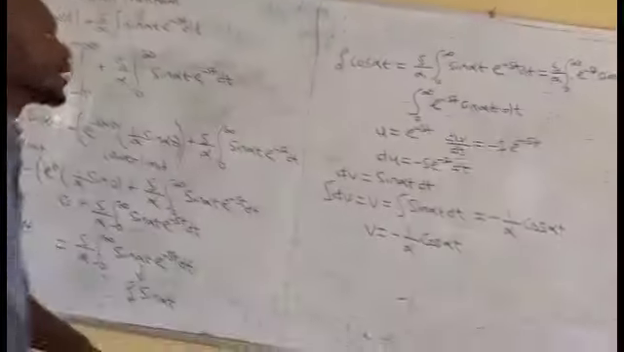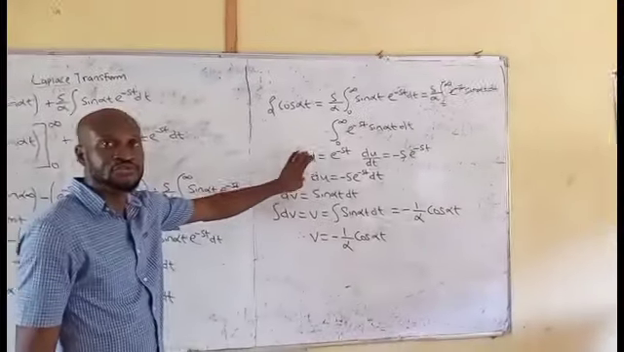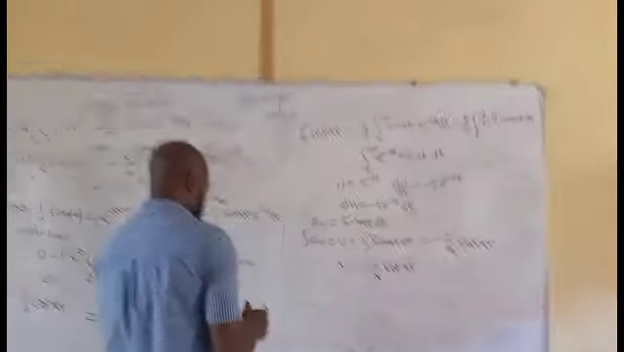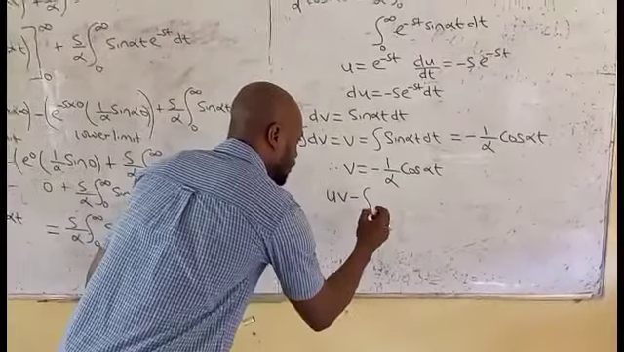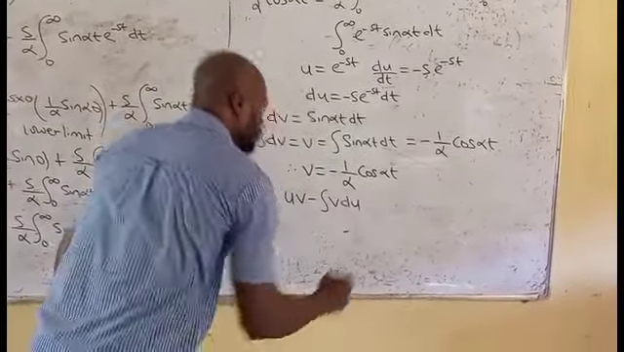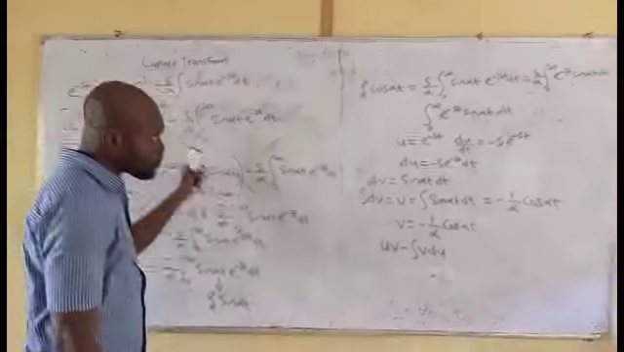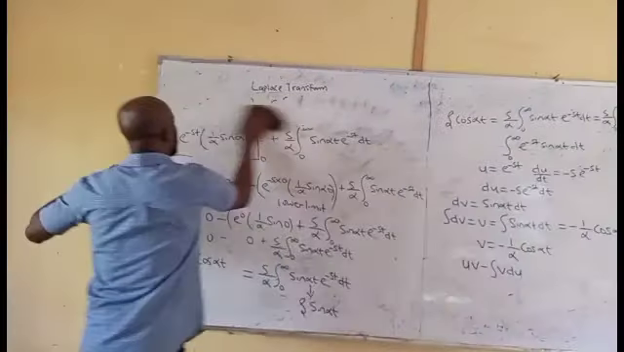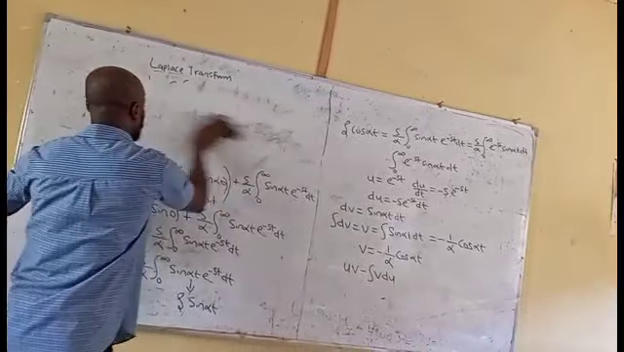Now, mind you, I'm integrating this the second time using integration by parts. So for me to solve it, I'm going to use integration by parts: uv minus the integral of v du. This is integration by parts. So I'll use it now to evaluate. So now I'll come over here.